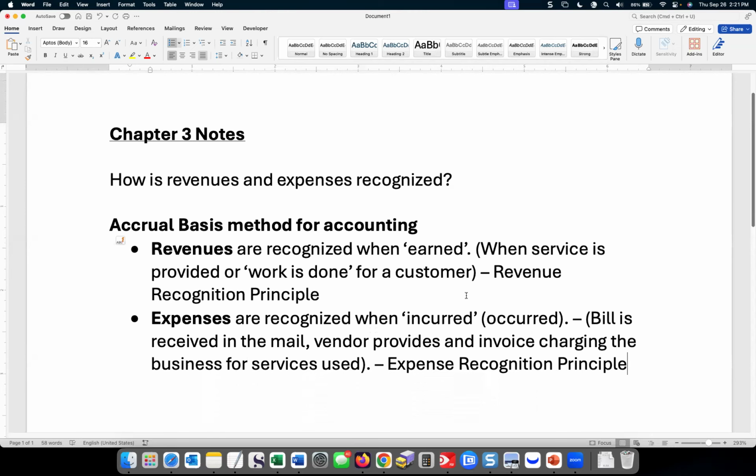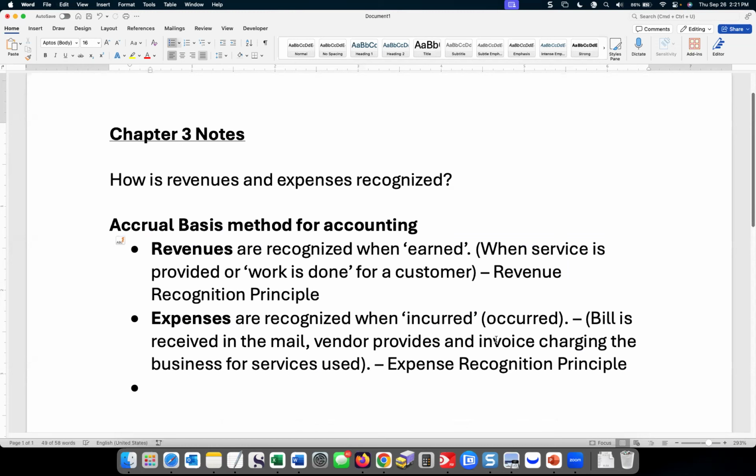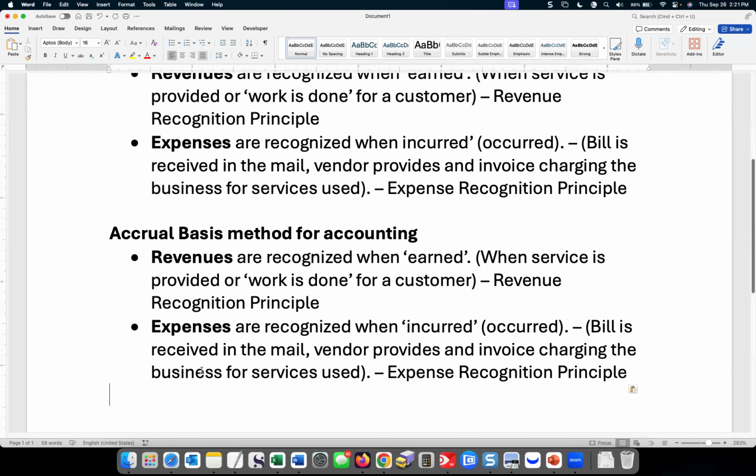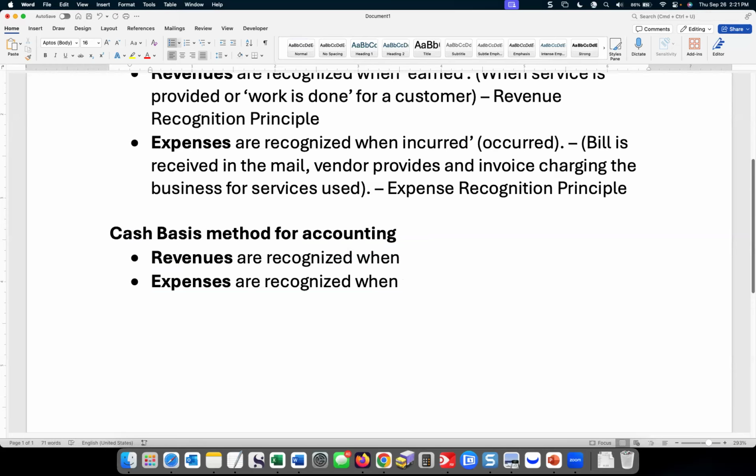So our focus here is, what is the criteria that judges whether or not we record revenues or expenses? Now, for accrual basis, that's how that is. Now, what I'm going to do is copy this whole thing and go down because I want to keep that format that I set for myself. I'm going to paste this in, and we're going to call this cash basis. And I'm just going to delete everything right up to the when part.